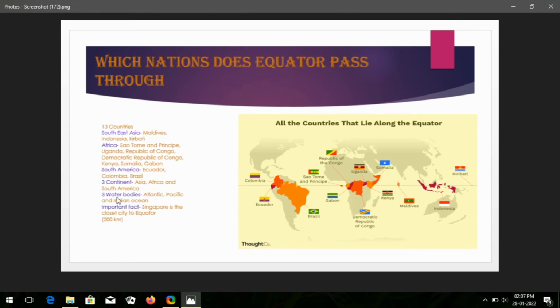And let's talk about the 3 water bodies, fine. Mainly 3 water bodies are there: Atlantic, Pacific, and Indian Ocean. Here this is the Indian Ocean and Pacific and Atlantic, fine, over here. And the major important fact, if sometime it may be asked in your examination, students, that how far Singapore is located from the equator. So you can simply answer 200 kilometers. This is a very important question as per your examination perspective, right? So I hope you must be getting, students. Let's move forward.